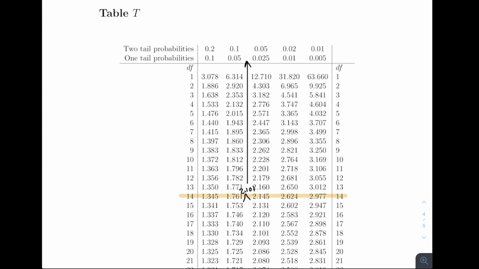We then look up to the probabilities rows to find our p-value. Since this is a two-tailed test, we use the two-tailed probabilities and find that our p-value is between 0.05 and 0.1, between 5 and 10%.